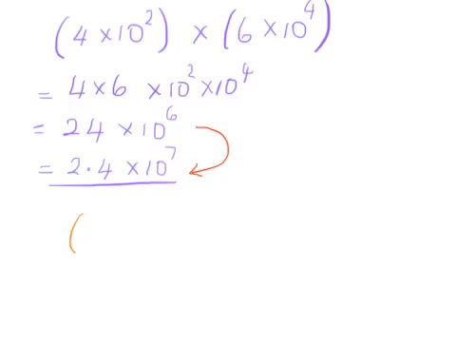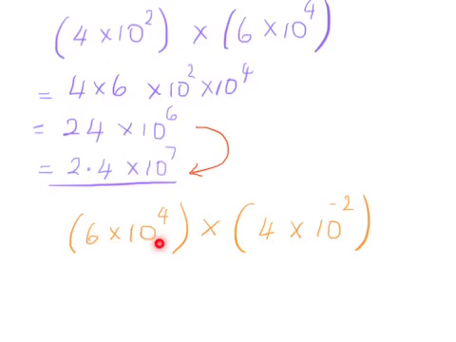Let's do 6 times 10 to the 4. That's a big number, and we're going to multiply that by a really small number. So let's say, what should we have? 4 times 10 to the minus 2. So you agree this is a big number, and we're multiplying it by a small number.